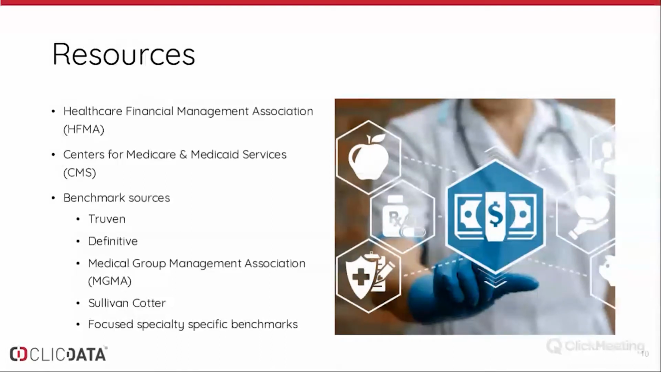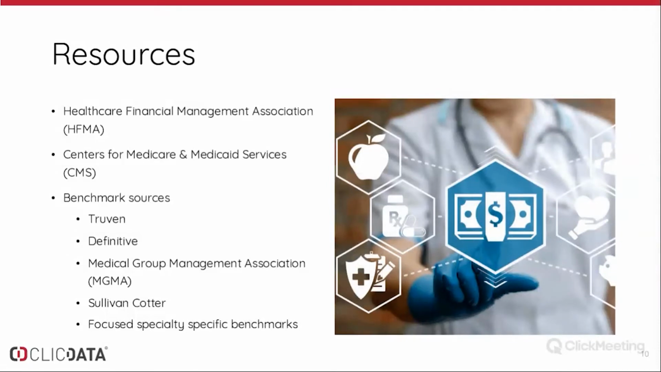Here in the United States, we have the Healthcare Financial Management Association, which provides guidance and information related to revenue cycle and finance within the healthcare sector. Again, the Centers for Medicare and Medicaid Services also provide a lot of very useful information that you can glean from the reports they provide. And also the benchmark sources that we talked about. There's a lot of them out there in the market. Just a few examples are listed here.